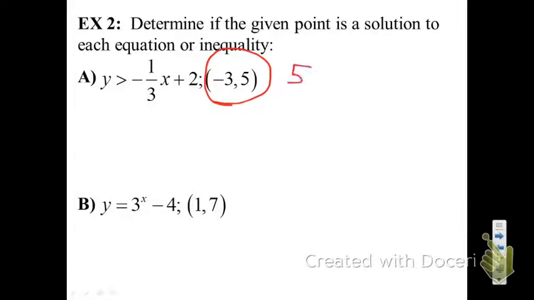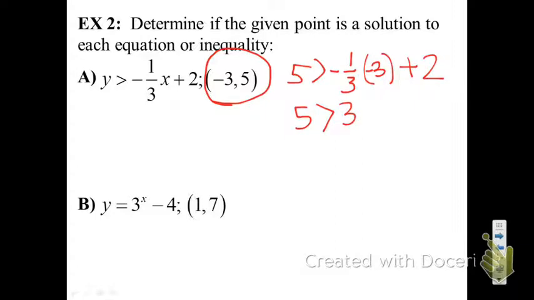5 is what? Greater than negative 1/3 times negative 3, and plus 2. And we're going to solve this. So we have a 5 over here. What's negative 1/3 times negative 3? 1, plus 2. Is 5 greater than 3? So is this point a solution to the inequality?